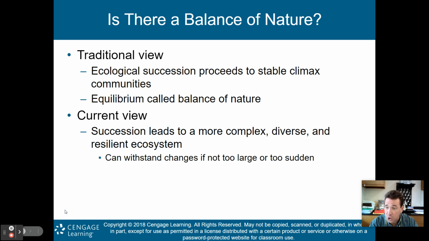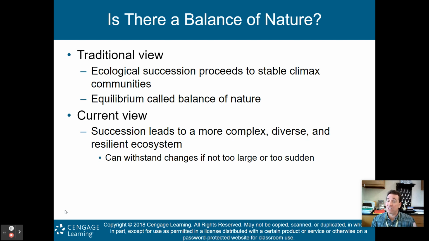The traditional view stated that yes, ecological succession eventually proceeds to a stable climax community, and this equilibrium is called the balance of nature. However, the current view is a little different than that. We don't believe now that succession leads to a stable climax community. What we think is that succession leads to a more complex, diverse, and resilient ecosystem that can sustain or withstand changes if they're not too large or too sudden. So they are resilient, but not necessarily stable, right?